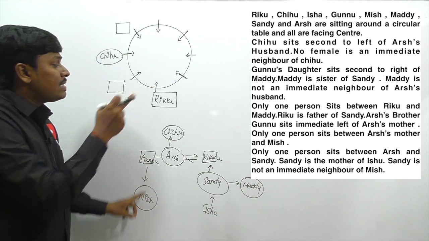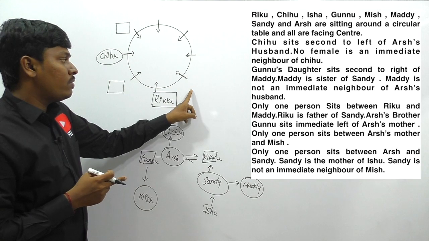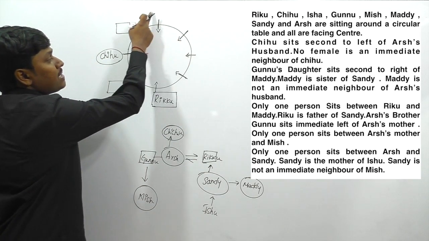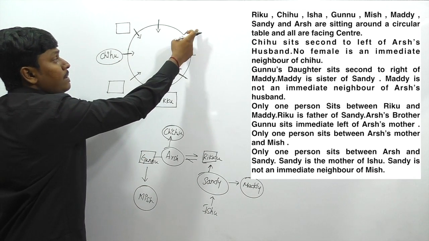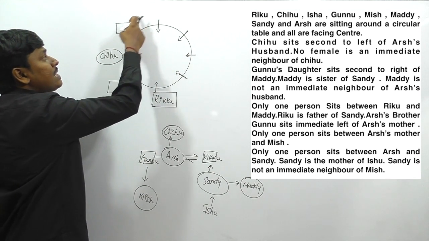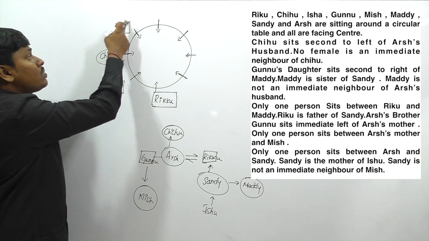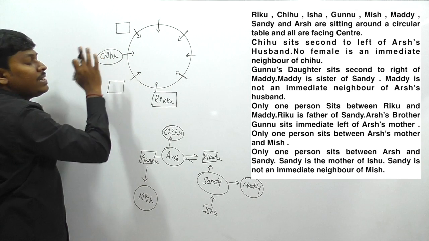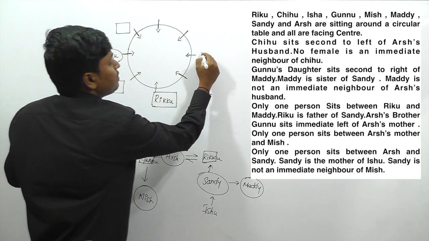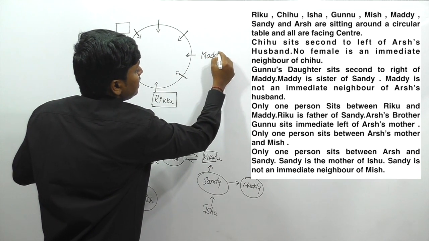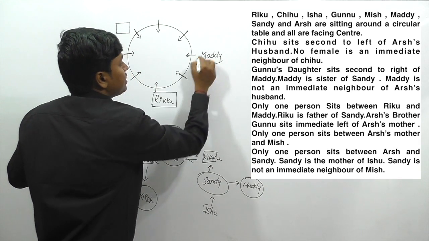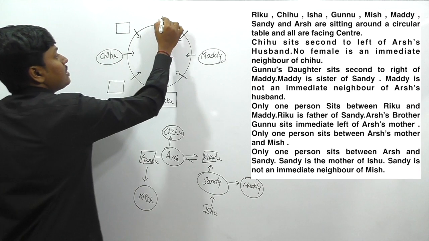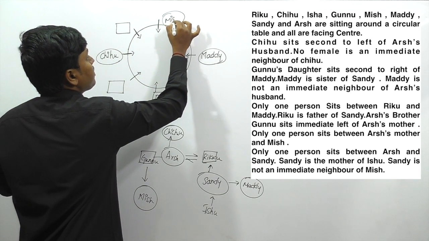And the second point, they have said that Maddie is not an immediate neighbor of Riku, friends. So friends, listen carefully. If I place Maddie here, then at the right hand side second place we can place Mish here. If I place Maddie here, then at the right hand side second place we can't place Mish, because this is only for the male person. So only one possible chance: Maddie should be placed here, and we know that Maddie is a female person. So on Maddie's right hand side, at the second place, the person Mish is sitting. So we can say that Mish should come here.